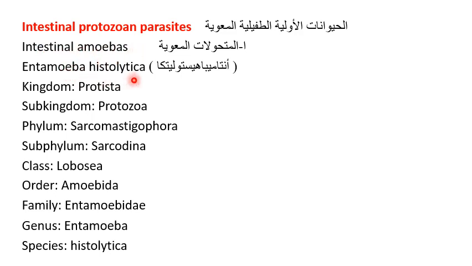Example Entamoeba histolytica, kingdom Protista, subkingdom Protozoa, phylum Sarcomastigophora, subphylum Sarcodina, class Lobosea, order Amoebida, family Entamoebidae, genus Entamoeba, species histolytica. So Entamoeba histolytica is one of the protozoa that lives as a parasite in the intestine of a human and causes intestinal amoebiasis.